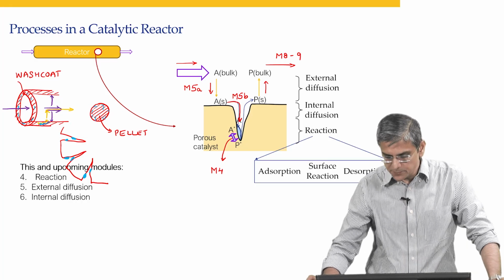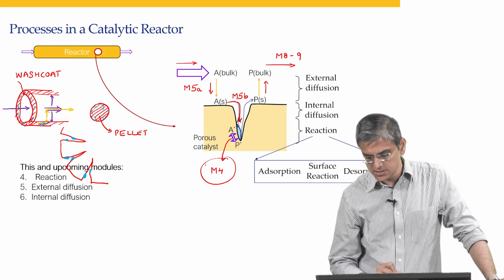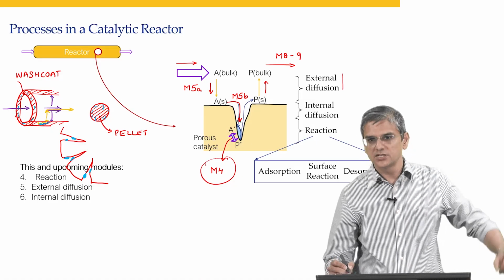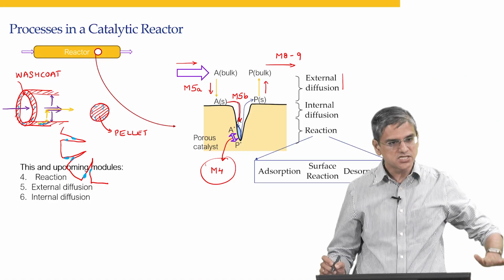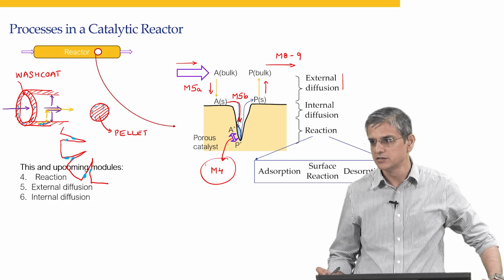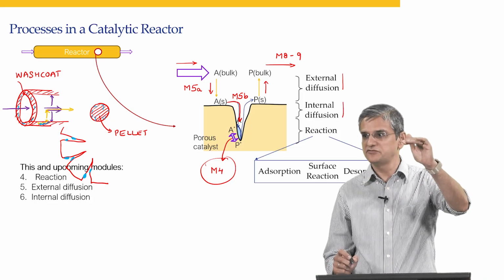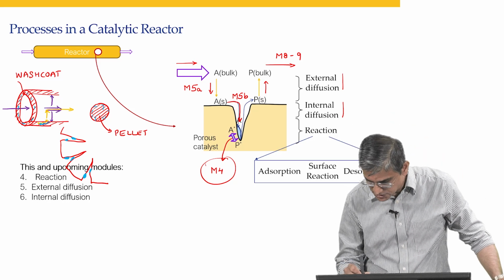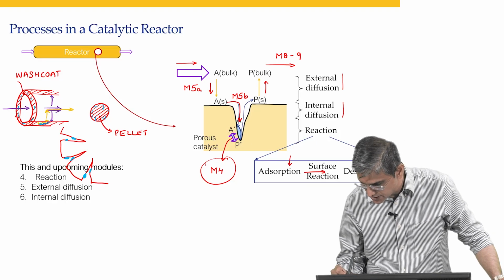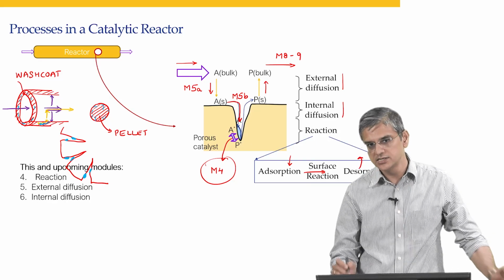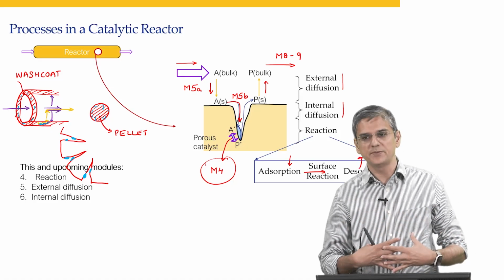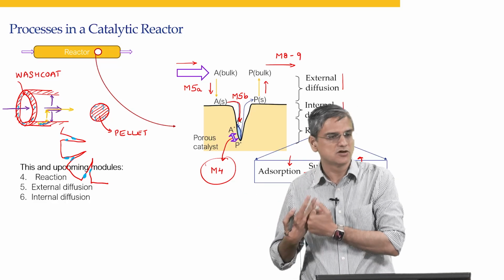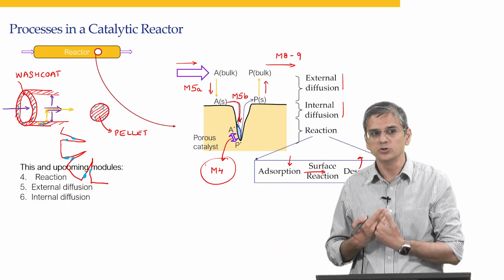So, in this particular module, we are going to look at processes that are happening on the surface. Again, external diffusion, that is diffusion from the bulk to the surface of the catalyst pellet. Internal diffusion from the surface of the catalyst pellet within the pores to the actual catalyst site. Reaction, which involves adsorption, surface reaction, desorption steps, that is what is happening on the pellet, that is the mechanism that is happening. We are trying to derive rate laws from mechanisms. That is what we are going to do in this particular module.